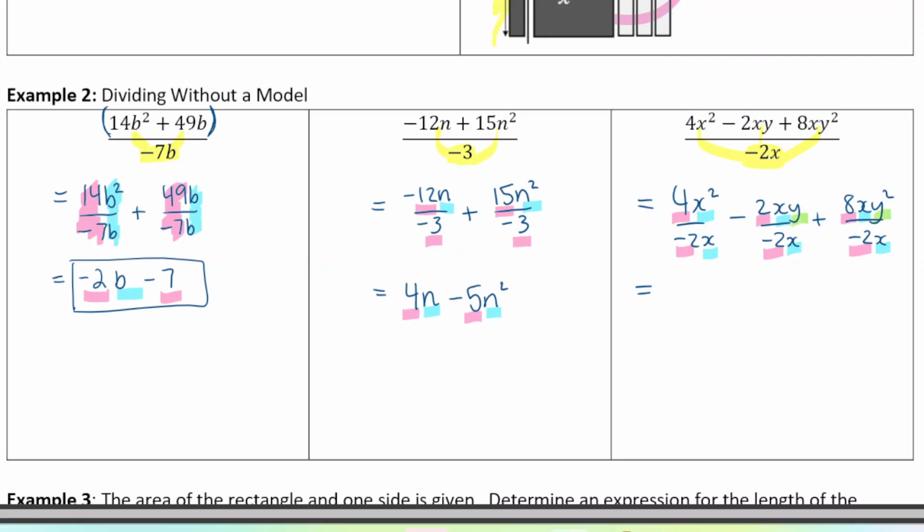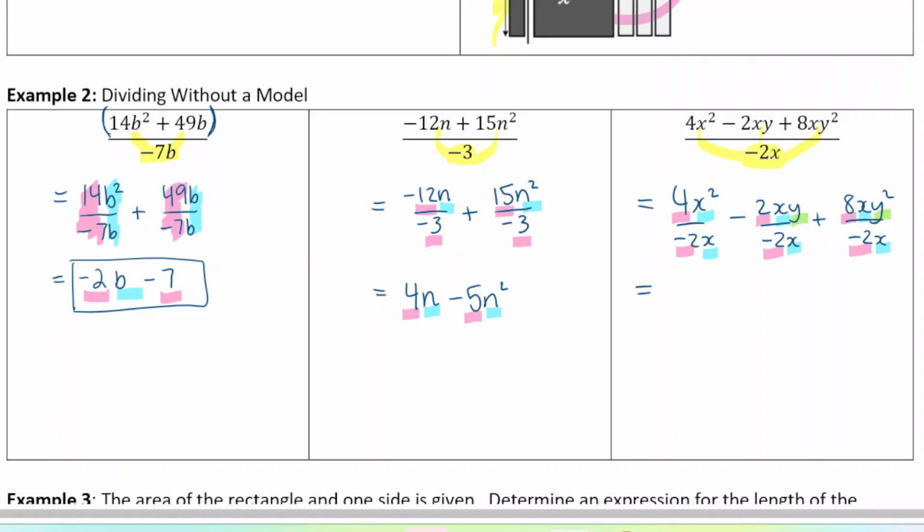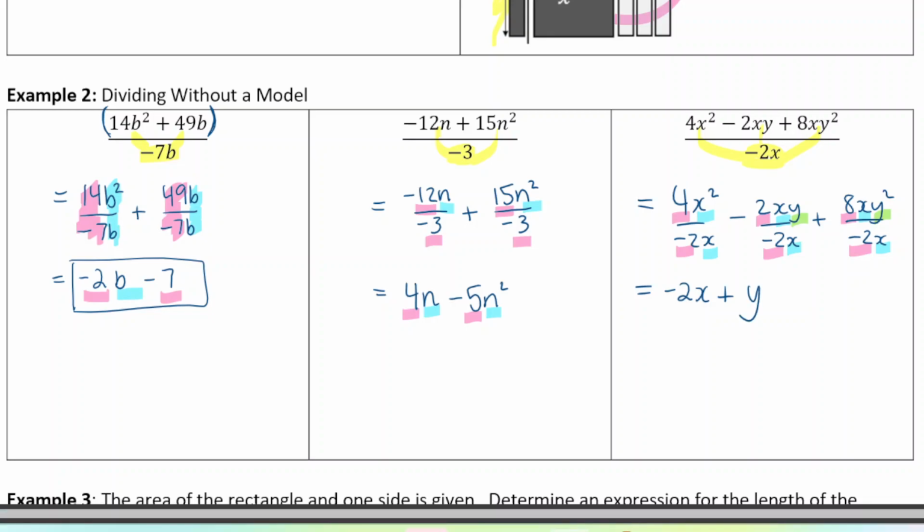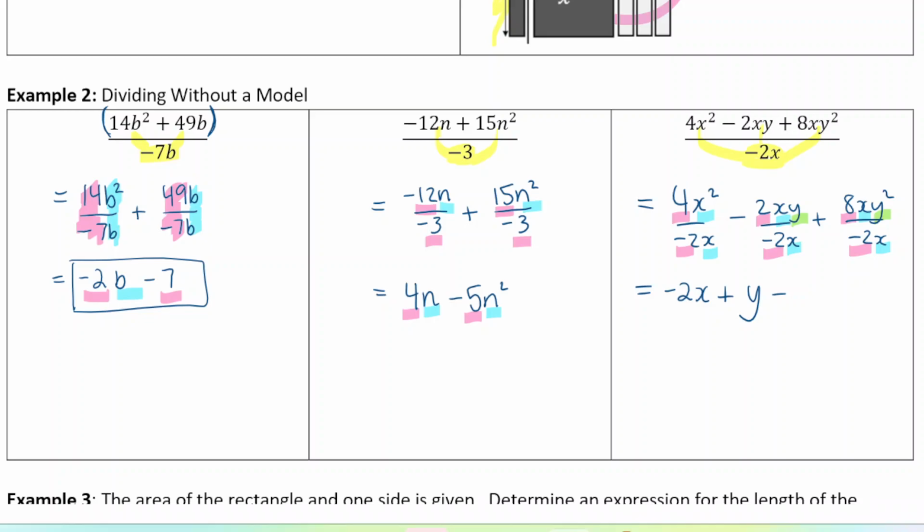Okay, so let's divide the pink numbers together. We would get negative 2. 4 divided by negative 2 is negative 2, and then x squared divided by x is x. Here we have negative 2 divided by negative 2, which is positive 1. x divided by x, which cancels out, and then we just have y. We don't need to write the 1 as the coefficient, but you can. Then finally, we have negative 4. 8 divided by negative 2 is negative 4. The x's cancel out, and then we have y squared. All right, so that's our final answer.